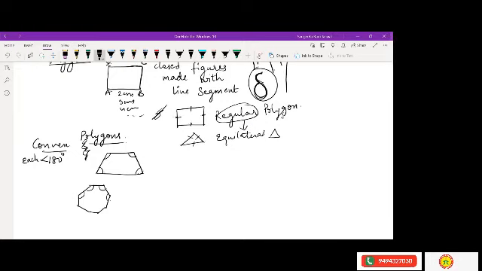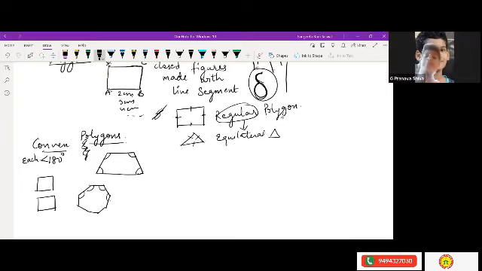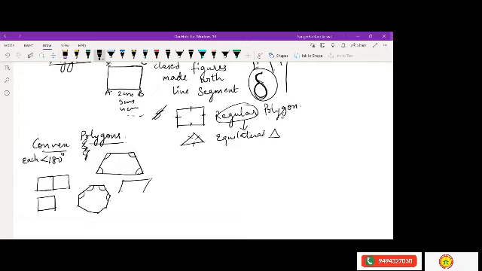It can be a rectangle, it can be a square, it can be any parallelogram, it can be any trapezium. Wherever you have angles less than 180 degrees, that figure is called a convex polygon.